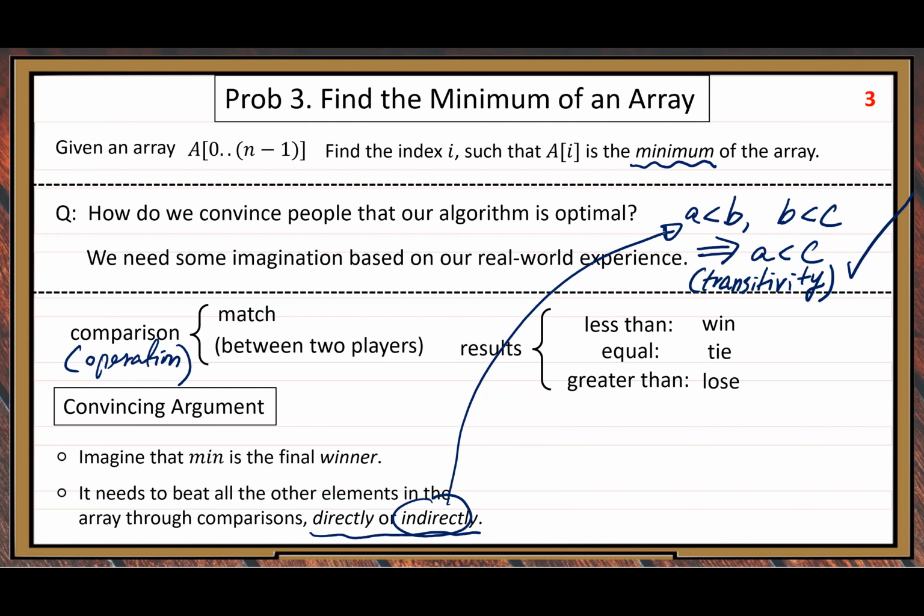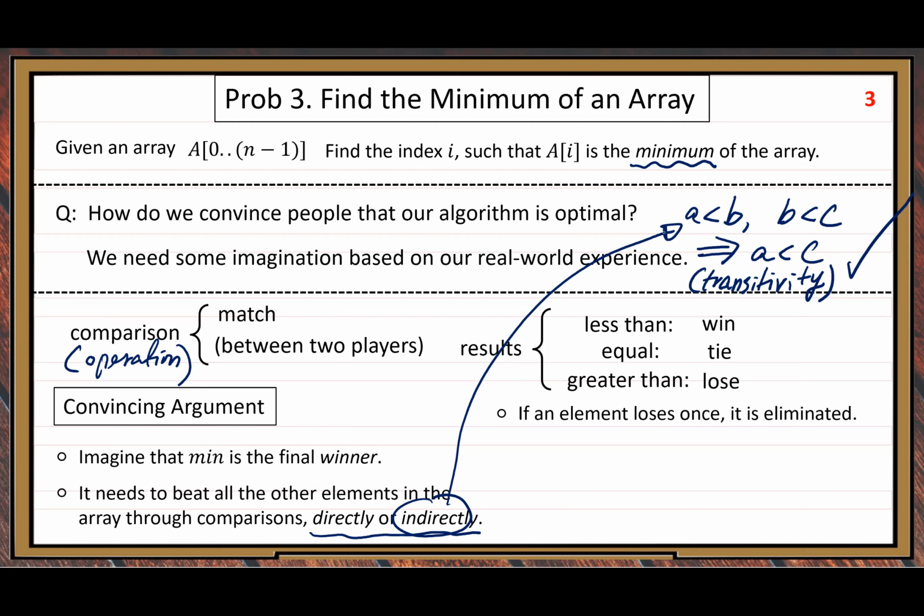In this way, we do not need to arrange another game, another match between A and C, because we waste our resource. We do not need to arrange a match between A and C. We want to save resource. So we can claim A beats C indirectly. All right, that's our rule. Then we go to the next statement.